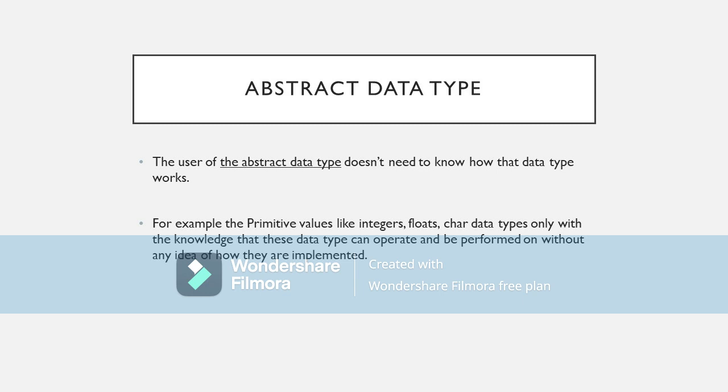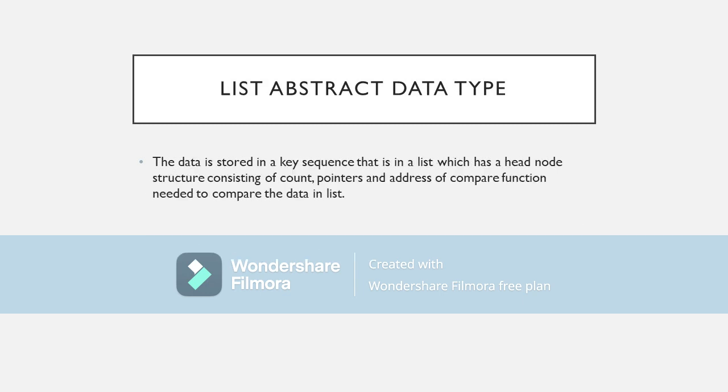For example, the primitive values like integers, float, and char data types are used with only the knowledge that these data types can operate and perform without any idea of how they are implemented. List abstract data type. The data is stored in a key sequence, that is, in a list which has a head node structure consisting of the count, pointer, and address of the compare function needed to compare the data in the list.